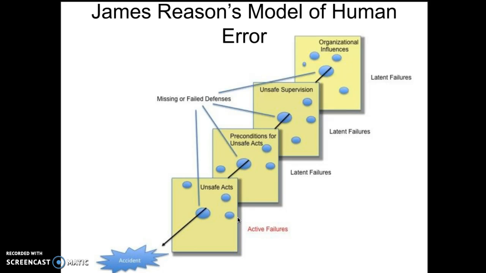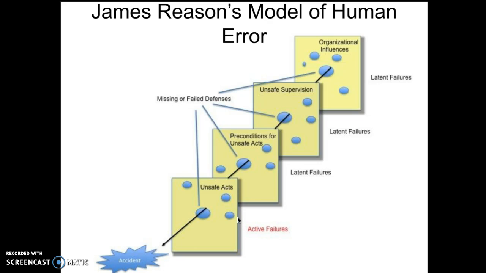Sometimes you'll hear this called the Swiss cheese model. So the more holes, or the bigger the holes that we have in each of these areas, the more likelihood an accident will occur. So this is why we do risk management. We identify risks and hazards. What closes those holes are crew resource management, training, and risk management. Those are your big three things that close those holes to ensure an accident doesn't occur.